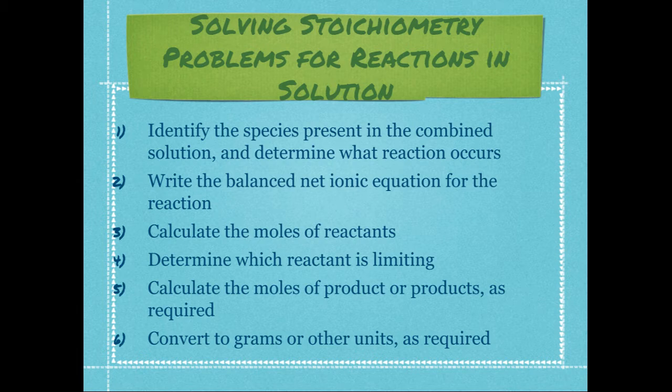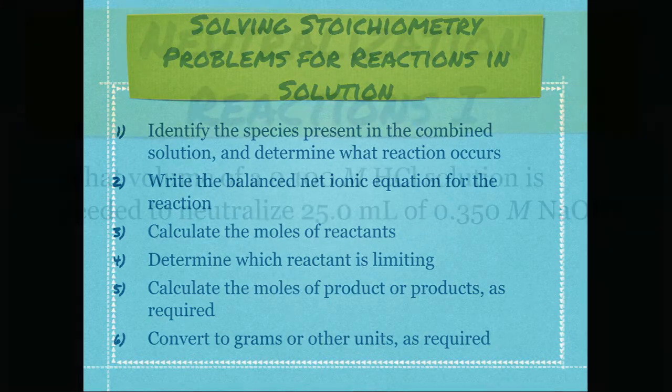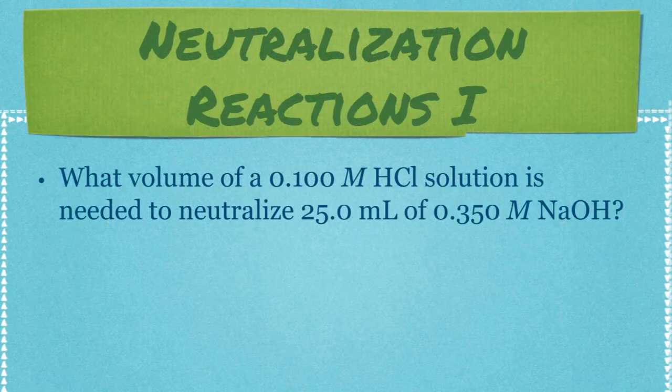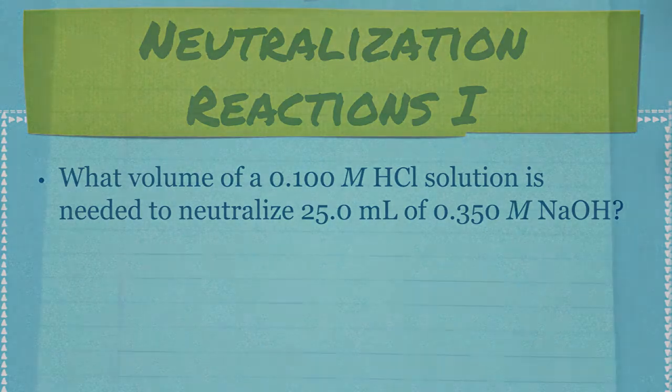So generally speaking, these are the steps we can use to solve stoichiometry problems that take place in solution. It even works for acid-base neutralization problems, like this one. What volume of 0.1 molar hydrochloric acid solution is needed to neutralize 25 milliliters of 0.35 molar sodium hydroxide?